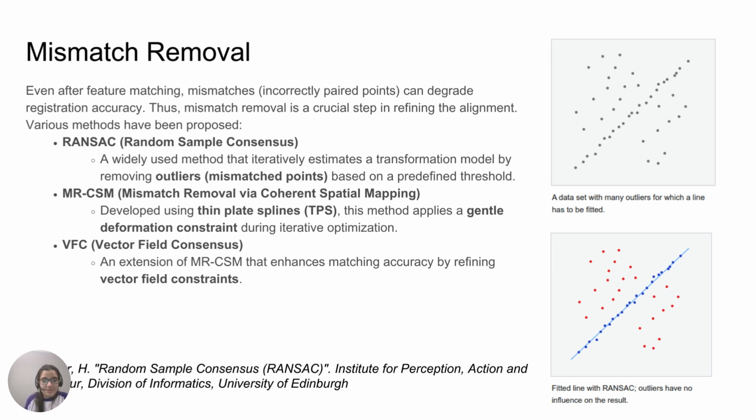The next is mismatch removal via coherent spatial mapping. This is an advanced mismatch removal technique based on thin plate splines, which model smooth deformations. It removes mismatches by identifying pairs that are spatially inconsistent with the expected transformation. Then the third is vector field consensus. It estimates a smooth motion vector field that aligns the feature points while minimizing the mismatches. The mismatches are detected as points that do not conform to the consensus vector field.